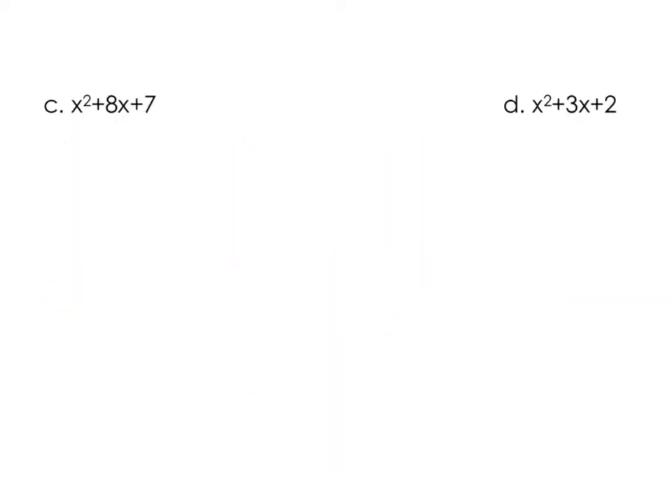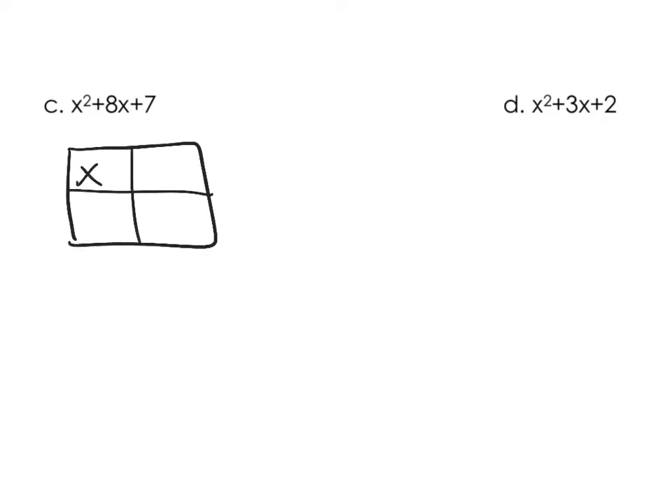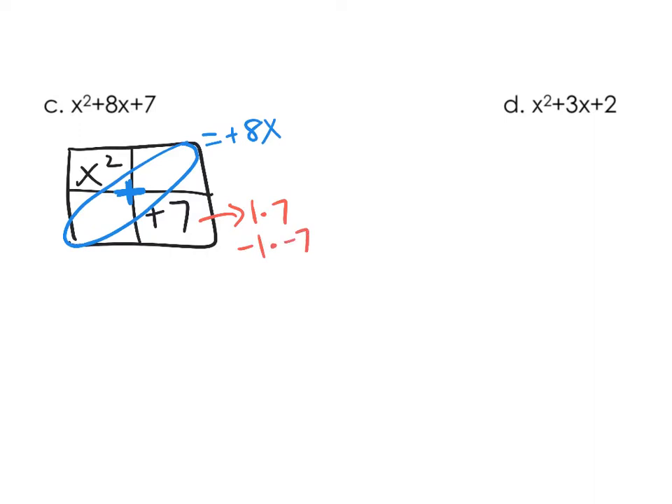Okay, next example, we had x squared again, with a positive 7, and our diagonals needed to add to be a positive 8x. So we need to figure out what multiplies to be positive 7. Well, that would be 1 times 7 or negative 1 times negative 7. Not too many options on that one.